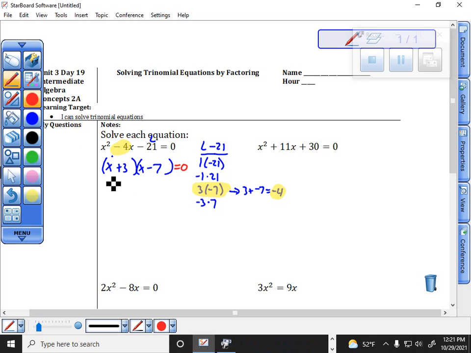So in other words, anything in that parentheses, how do you get 0? Well, figure it out by x plus 3 equals 0, or whatever's in that parentheses has to be equal to 0. So x minus 7 equals 0. And then you solve them separately.